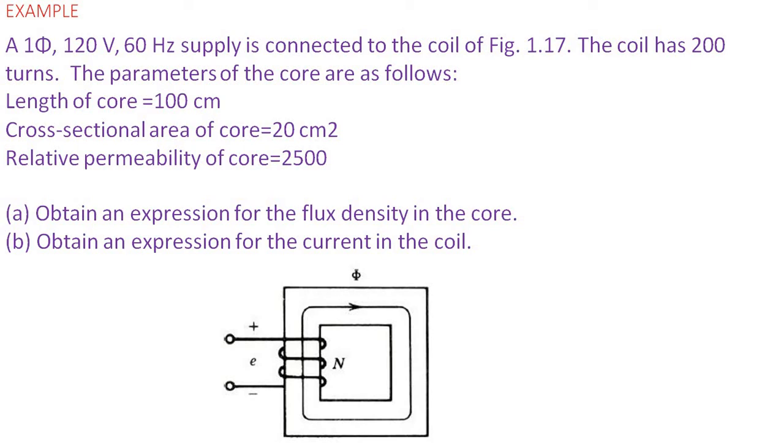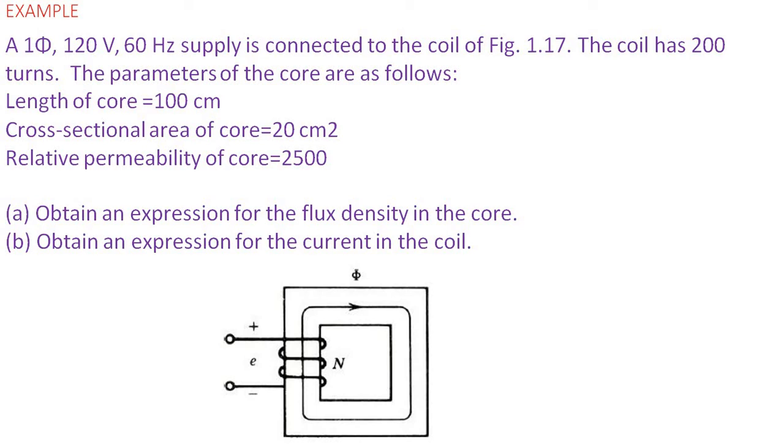Example, one simple problem. A single phase 120 volt 60 hertz supply is connected to the coil of figure 1.17. The coil has 200 turns. The parameters of the core are as follows. Length of the core is equal to 100 cm. Cross sectional area of core is equal to 20 cm squared. Relative permeability of core is equal to 2500. Obtain an expression for the flux density in the core. Obtain an expression for the current in the coil. In the diagram, core coil diagram.